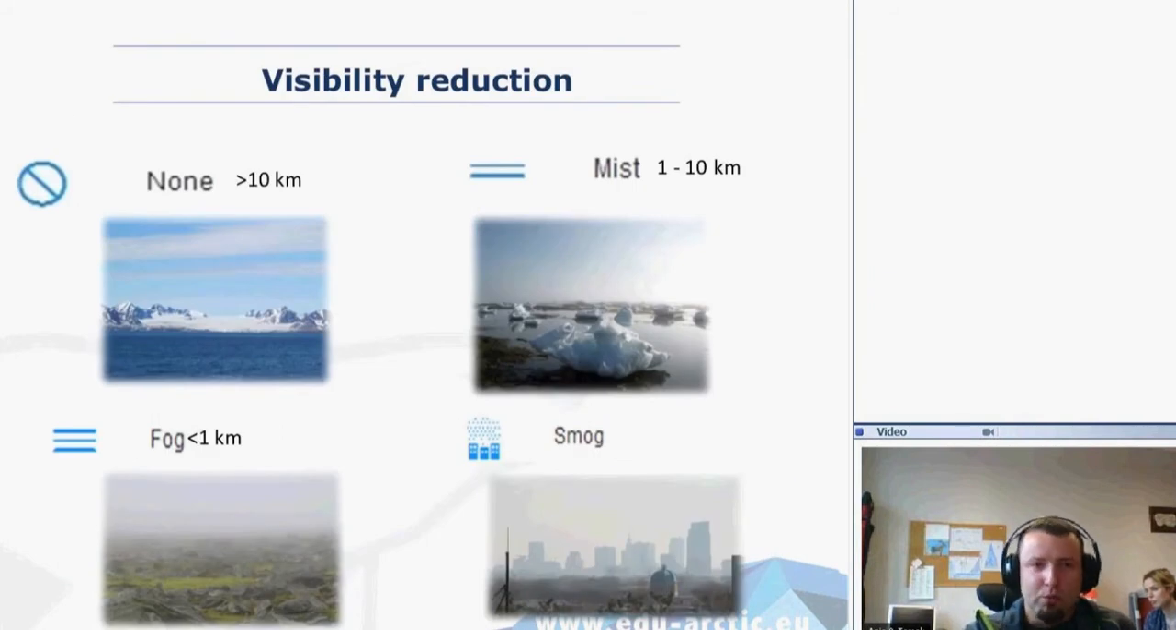Then you have to report visibility reduction. So when there's good visibility, more than 10 kilometers, you just type none. Mist restricts visibility to between 1 and 10 kilometers. Also fog can appear. Fog restricts visibility to less than 1 kilometer. And there's also smog, which is smoke and other forms of atmospheric pollutants that have an important part in causing the fog to thicken. Usually you will hear about it in the media when smog appeared. It happened many times this winter in Poland, in Warsaw and big cities.